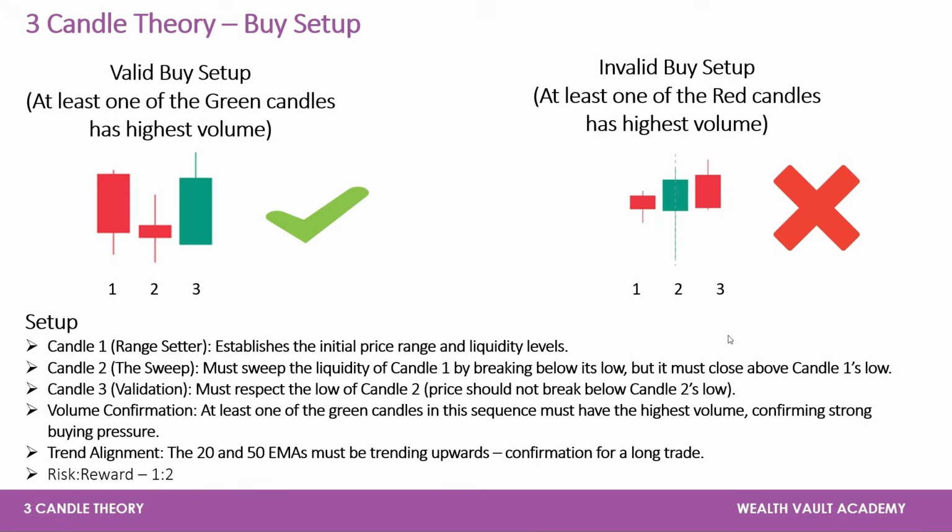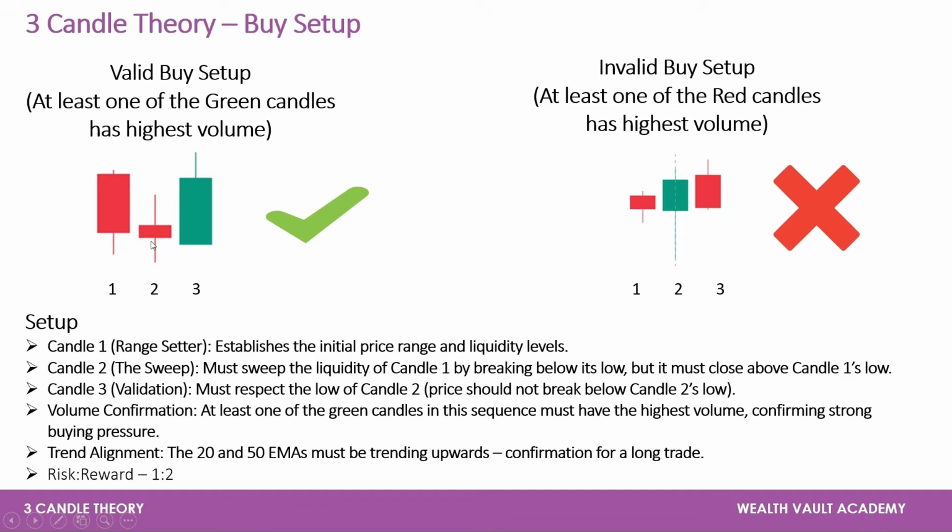So this one is the three candle theory buy setup. Here, the valid buy setup is on the left hand side. What does the setup say? Candle 1 is a range setter, which establishes the initial price range and the liquidity levels. Candle 2, the sweep, must sweep the liquidity of candle 1 by breaking below its low, but it must close above candle 1's low. See here, candle 2 has broken candle 1's low, and again it closed above candle 1's low.